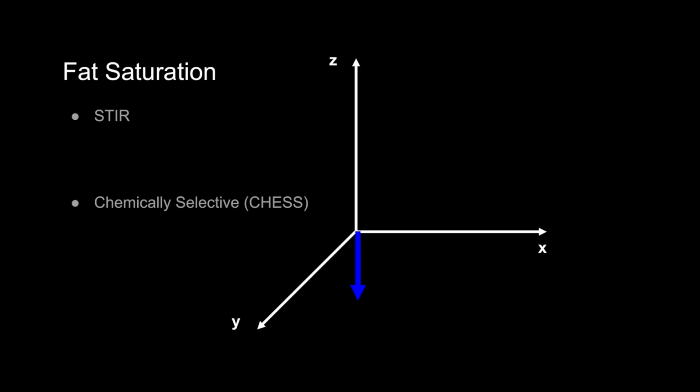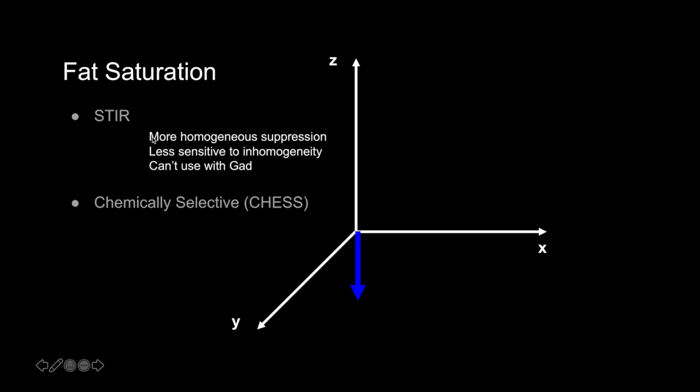Clinically, what are the advantages and disadvantages of these techniques? Well, if you want to remember anything, remember this. STIR fat suppression techniques often give us a more homogeneous suppression. They are less sensitive to magnetic field inhomogeneities, but we can't use STIR with gadolinium. With chemically selective fat suppression techniques, we can in fact use them with gadolinium, but the fat suppression is often less homogeneous and it's more sensitive to inhomogeneity with things like metal.